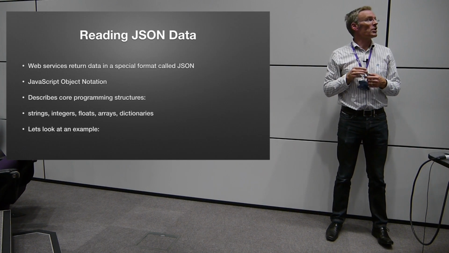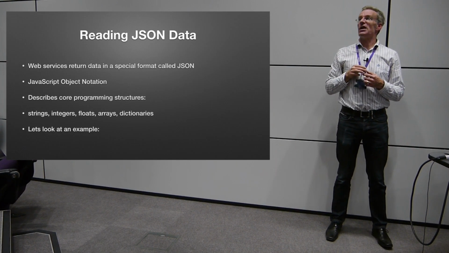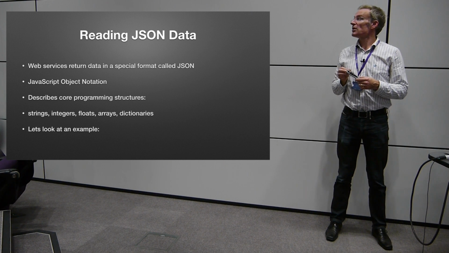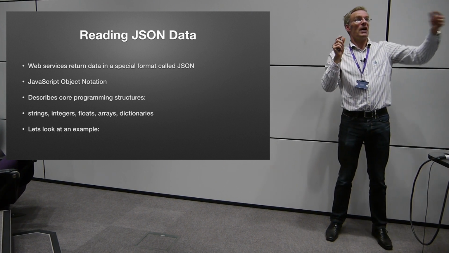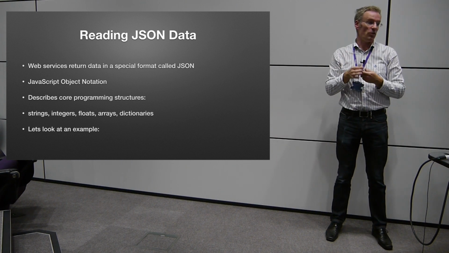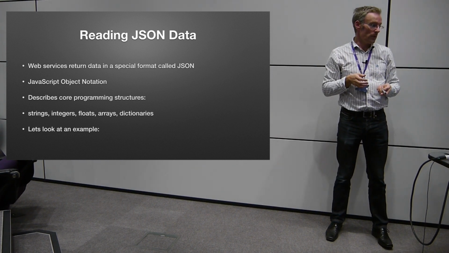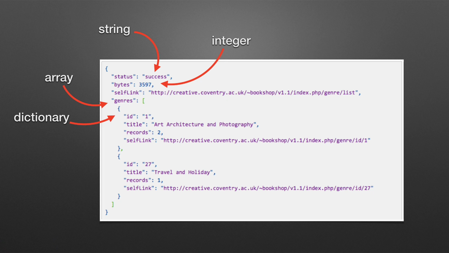Reading JSON data. The web service you're going to be dealing with, for which the documentation is all on Moodle, you pass it a URL and it gives you back some data in JSON format. And JSON format looks like this. This is JSON data. This is how the data is structured. And whatever web service you deal with, whether it's Flickr, Facebook, Twitter, anything else, it's always the same format. And this is actually the feed, the data you get from the genres feed.